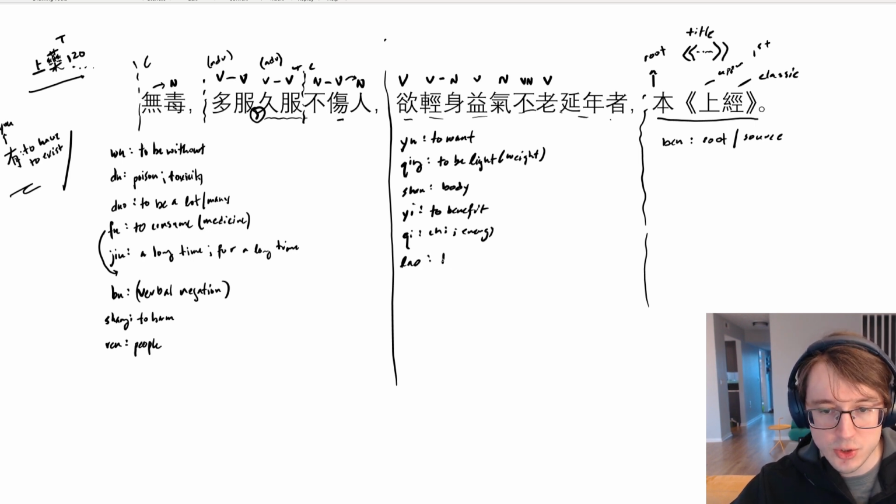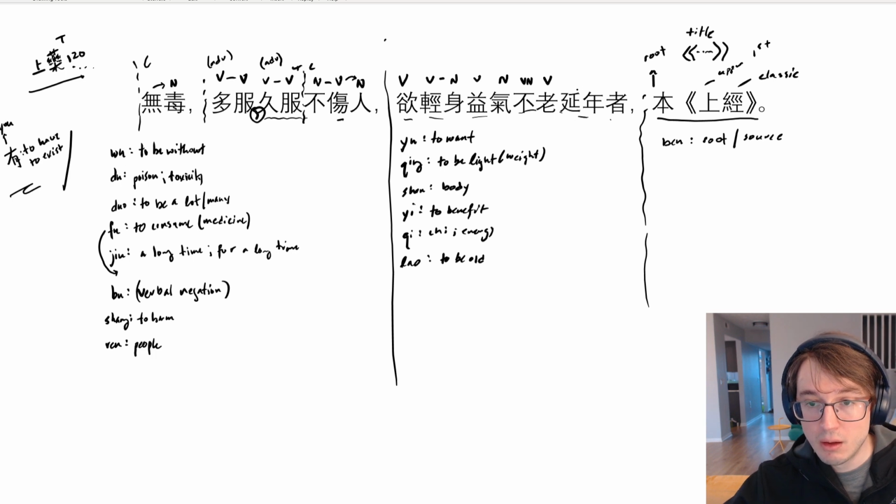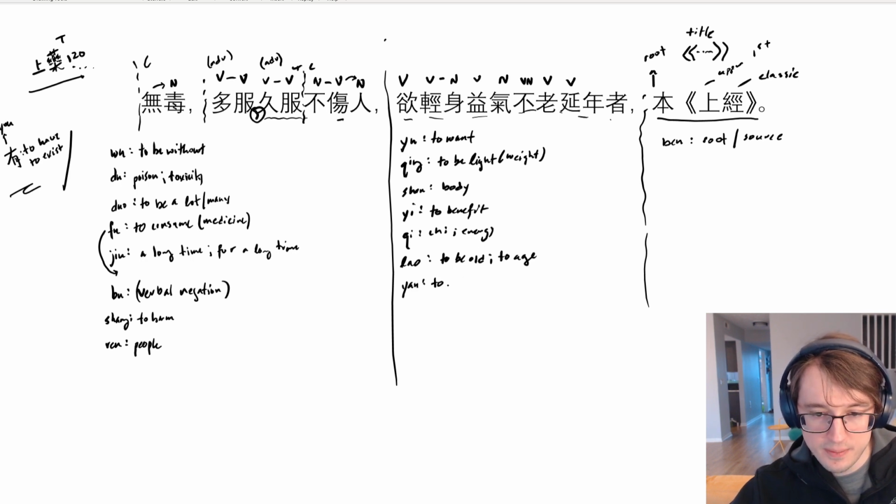Lao is to be old. Okay. But it can also mean to age in this case, because we're going to see that this is an action. It's actually a progressive type of action. Then we have another verb, to extend. This is yen, to extend.